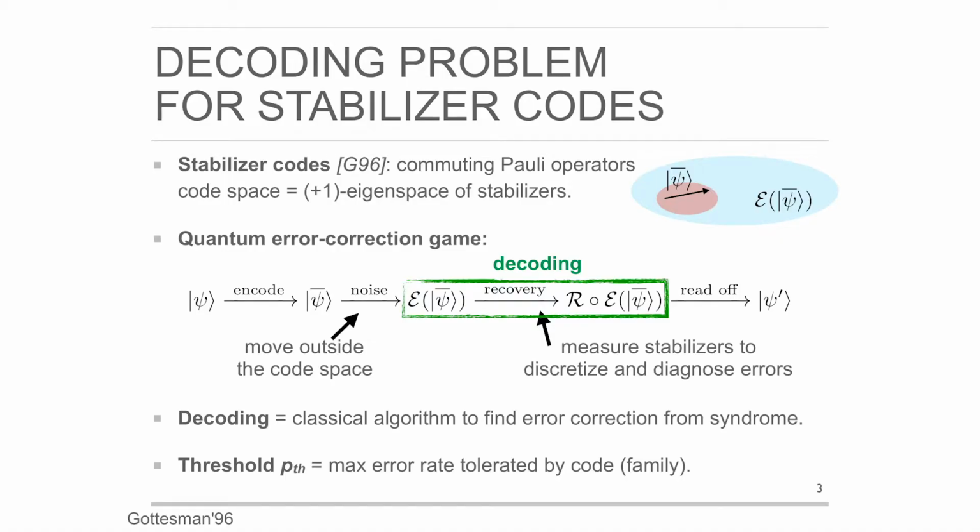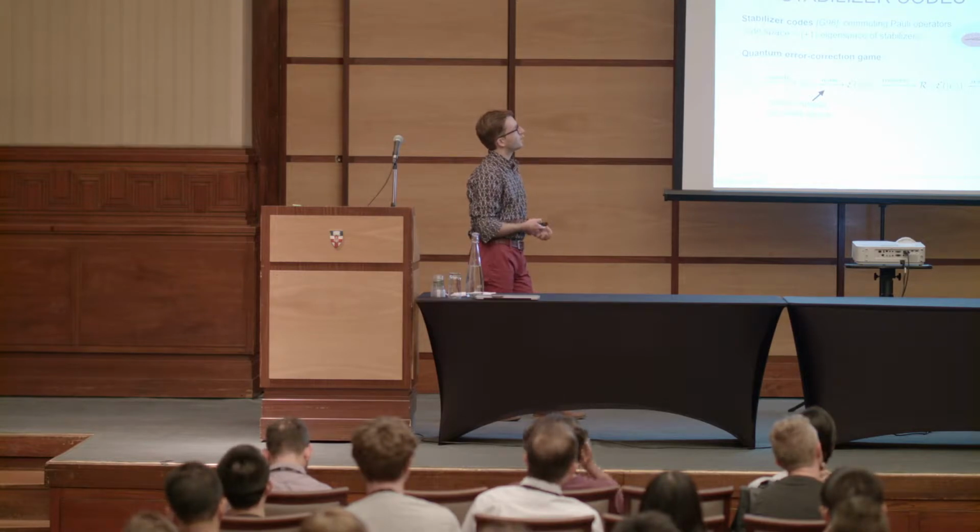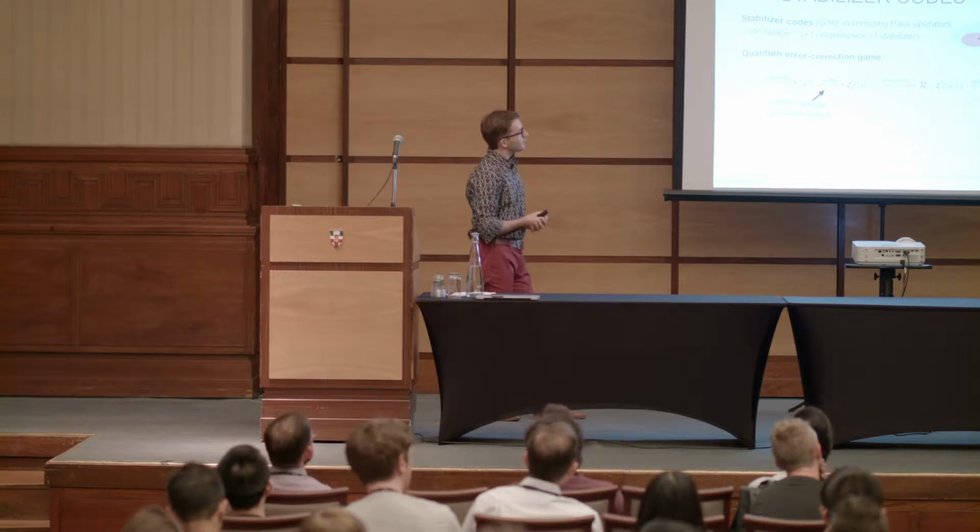So to this community, I don't need to motivate or explain the decoding problem, but I will very briefly go through this slide. In my talk, I will be limiting the discussion to stabilizer codes, which are defined by a set of commuting Pauli operators. And the code space is the +1 eigenspace of all the stabilizers. So the game we will be playing, the quantum error correction game, is the following. We have some information. We encode that information in a stabilizer code. And then there is some noise which can corrupt our code word. So our information is encoded. We have some code word. But if there is some noise applied to it, this state will be moved outside the code space.